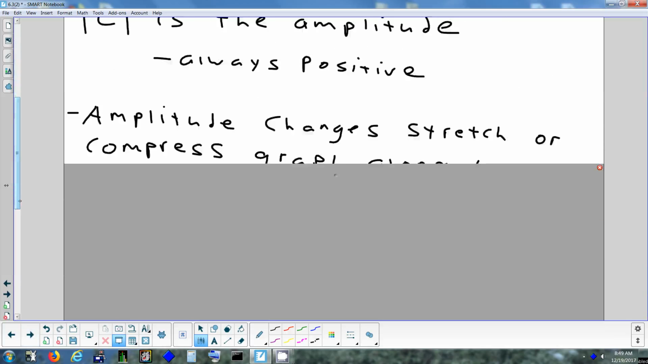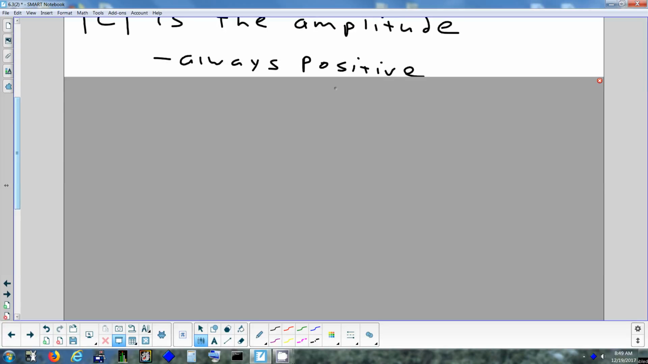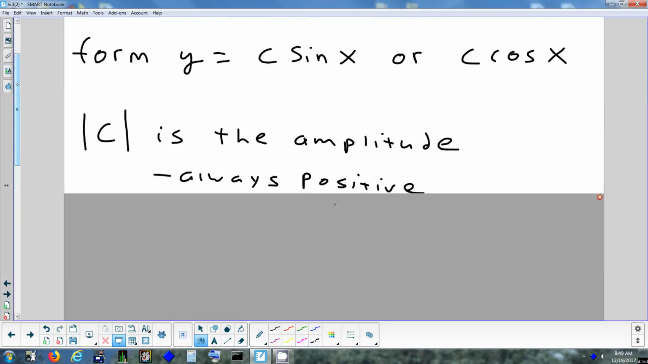Right, I think, let me see if I have an example. Yeah, I've got some examples we'll look at in a second.